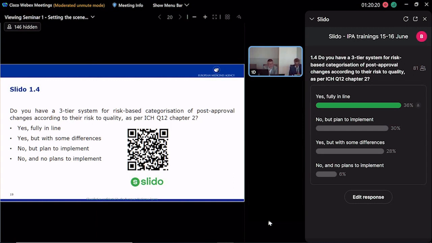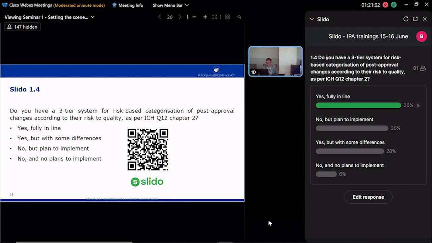Maybe I could ask in the room if there's anyone who would like to share some of their reflections. If you're maybe one of the countries who said we have a system but with some differences, maybe you could explain what the differences are. If there's someone online or in the room who would like to share that. Okay, well, maybe we can come back to that towards the end.